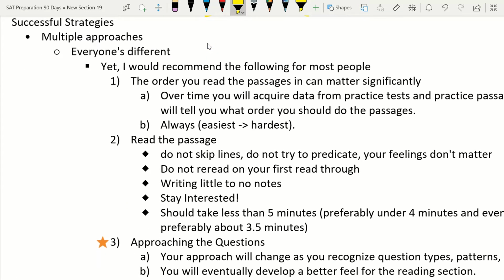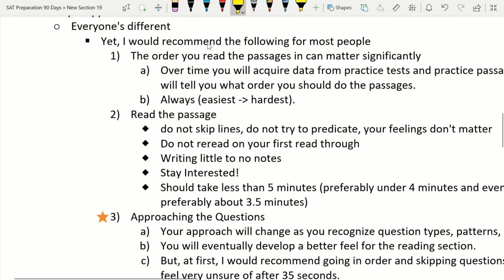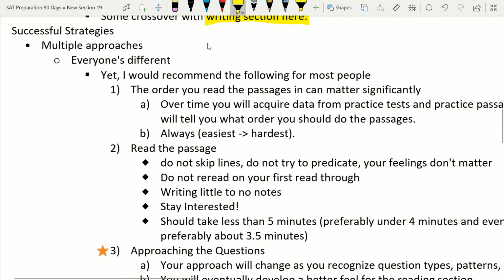All right, so let's talk about some successful strategies. So obviously there are multiple approaches to the SAT writing section, and everyone's different, so everyone can have a different approach and still be successful. But at the same time, I certainly do have some recommendations for most people that I think would really help them improve on the SAT reading section, especially if you don't have your strategy honed in yet. I think that what I'm about to recommend would be very fitting for most people, and I think would help most people. So this is what I'm going to recommend you do.